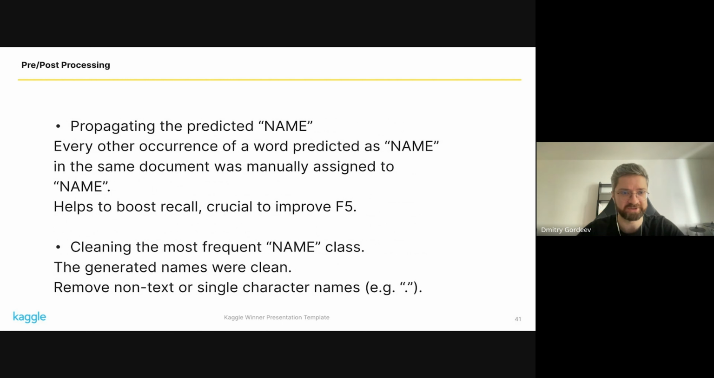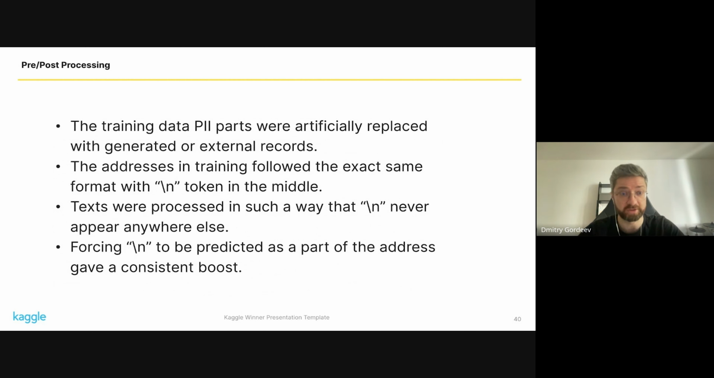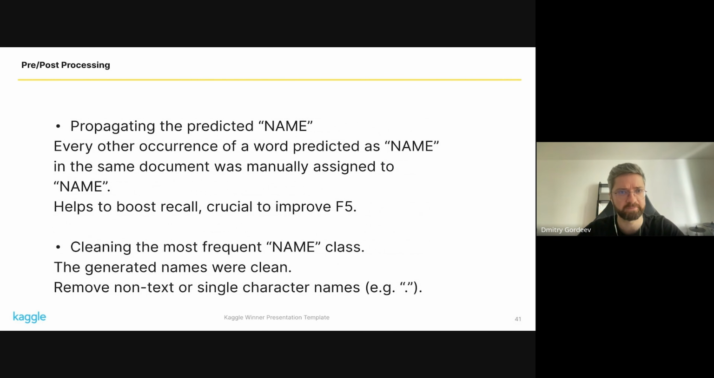And the post-processing, one more I did out of the 2 important ones. Yeah, let's go to the next slide, 41. Propagating the predicted name. The goal was to boost recall. We're talking about an F5 score metric, which is very sensitive to recall, not that much to precision. So capturing more classes was really important.